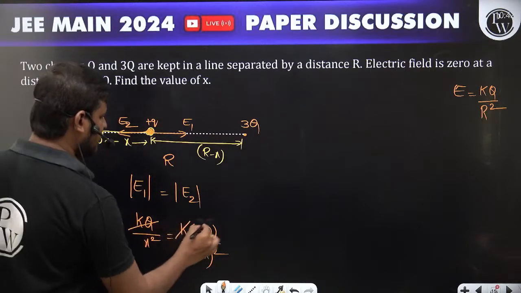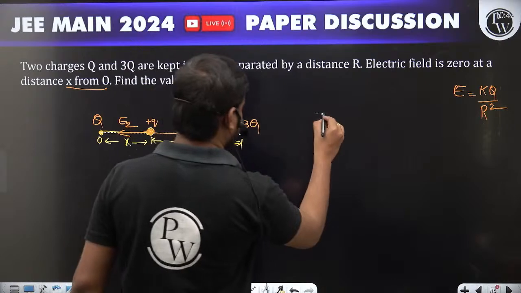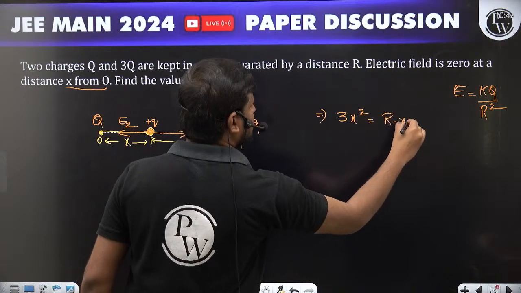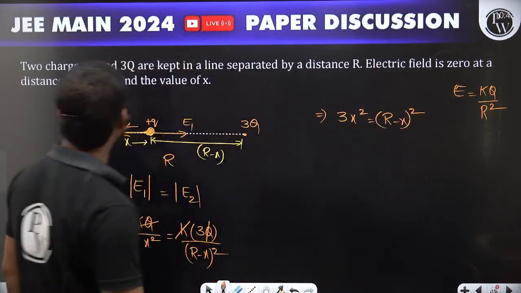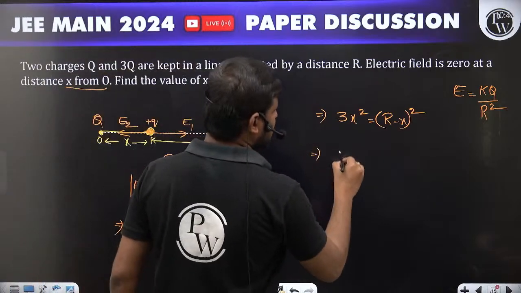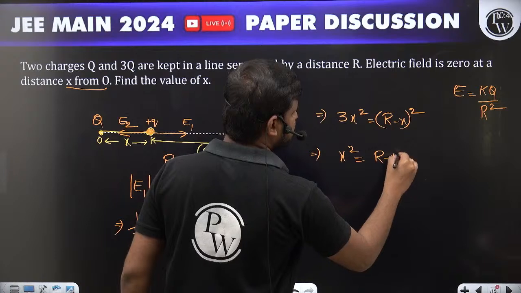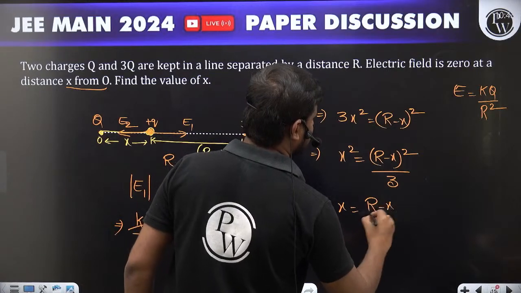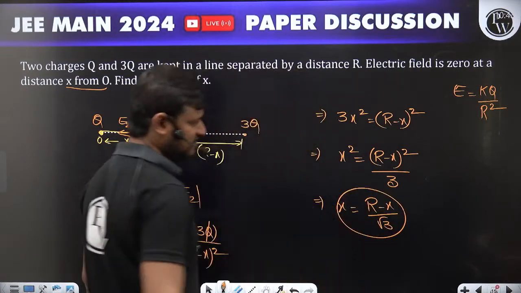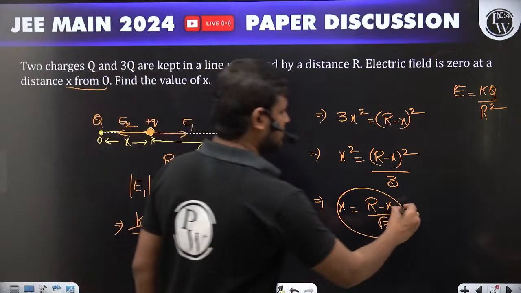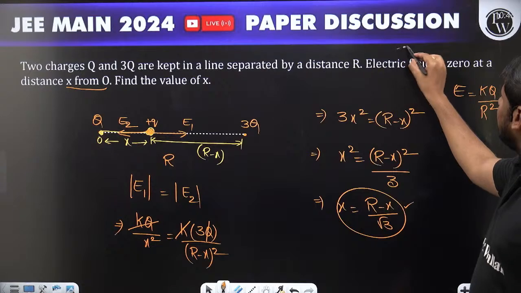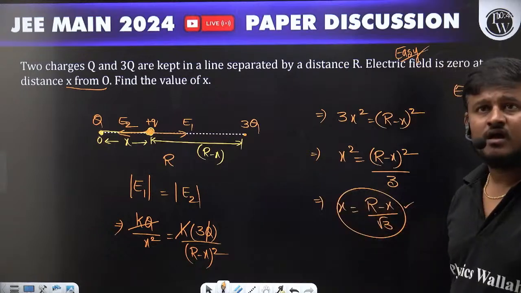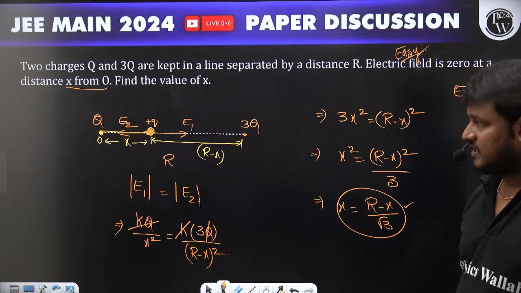So kq, kq cancel. Then if you cross multiply, we get 3x square is equal to r minus x whole square. From here we need the value of x. So I can write x square is equal to r minus x whole square by 3. Or else I can write it as x is equal to r minus x by root 3. So this is the final value. Clear? The concept is very easy. This question comes under the easy category only. Done? Sure. Next.